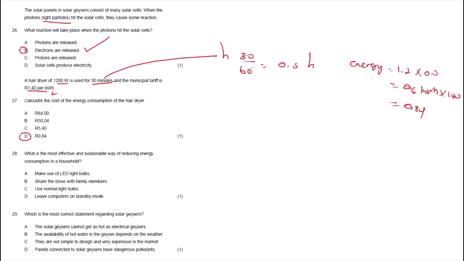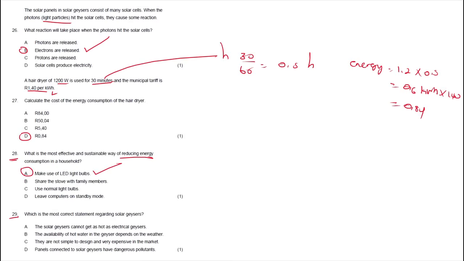Right? And then next, we will move to question 28, which says, what is the most effective and sustainable way of reducing energy consumption in a household? So for question 28, we can see that LEDs use far less energy than normal bulbs. So the correct answer will be A, which is to make use of LED light bulbs.